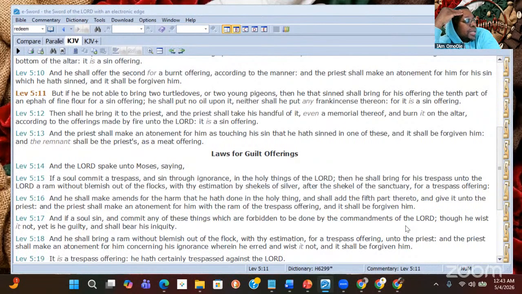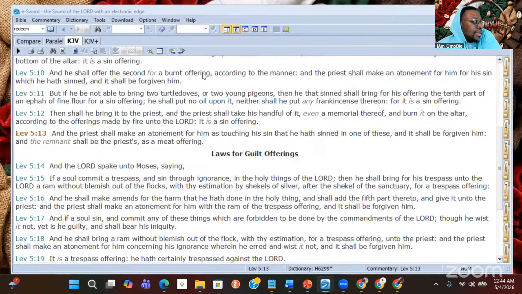Then shall he bring it to the priest, and the priest shall take his handful of it, even a memorial thereof, and burn it on the altar according to the offerings made by fire unto Jehovah. It is a sin offering. And the priest shall make an atonement for him as touching his sin.